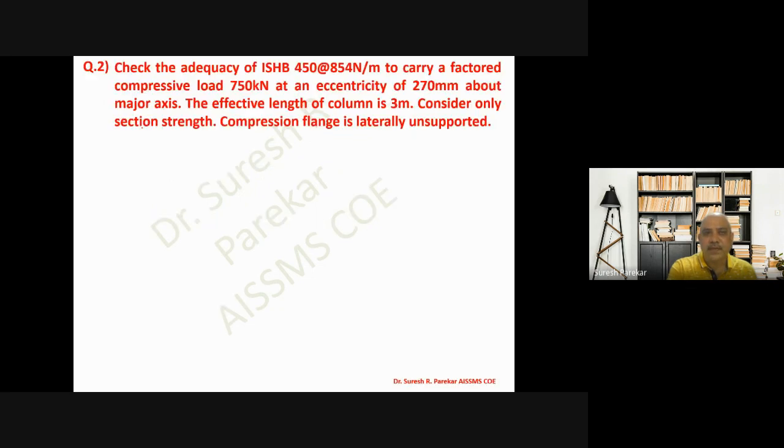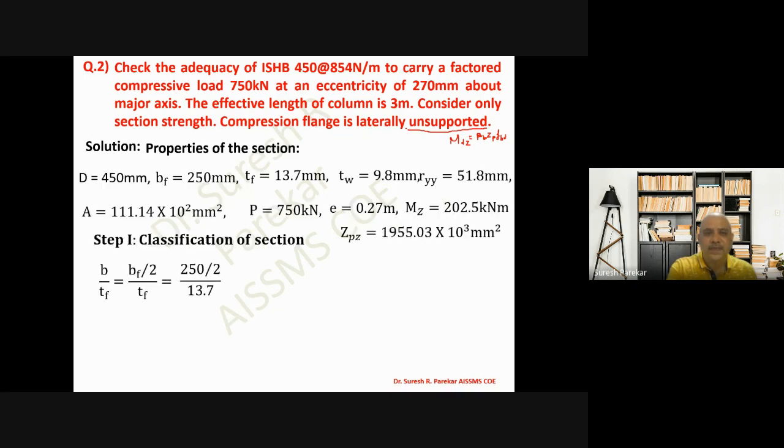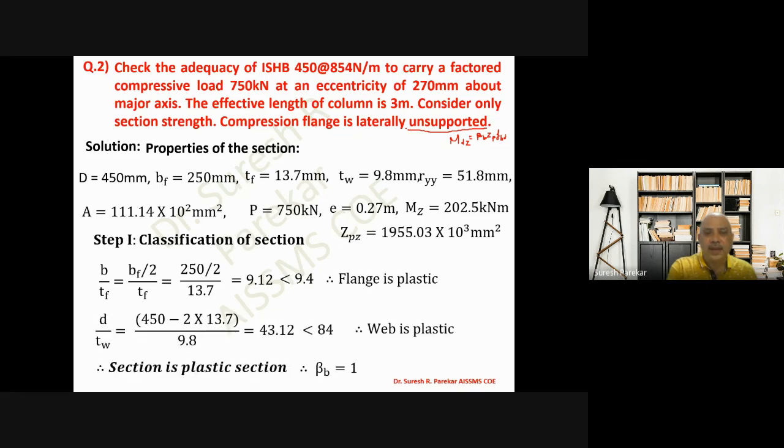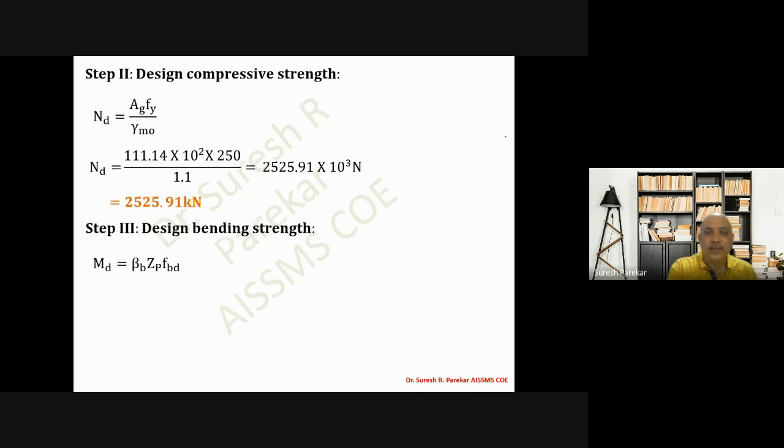Then in the second problem, the change is that the column is laterally unsupported. So the change is only for MDZ. Here MDZ becomes beta B ZP into FBD. The first steps remain as they are, so I need not explain them again. The steps are as in problem 1. We have calculated the design compressive strength ND. Now the design bending strength is beta B ZP FBD.